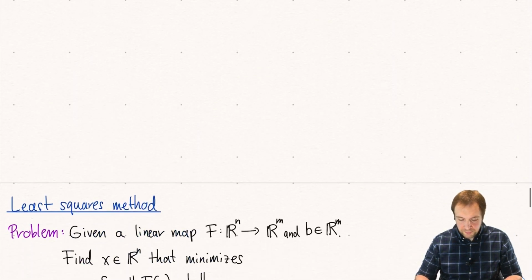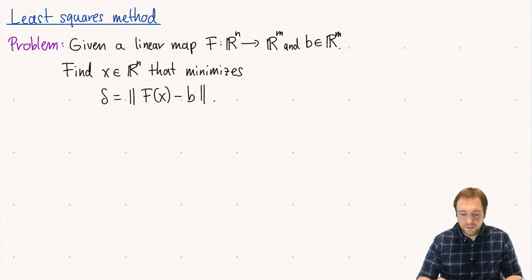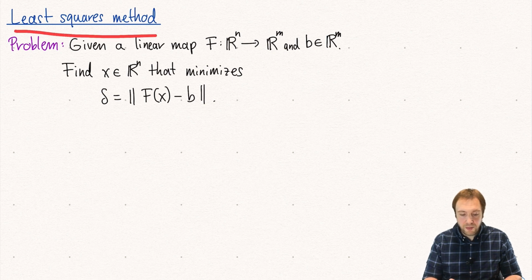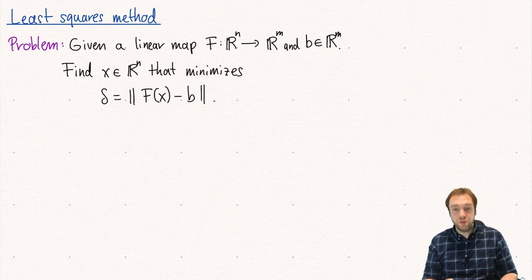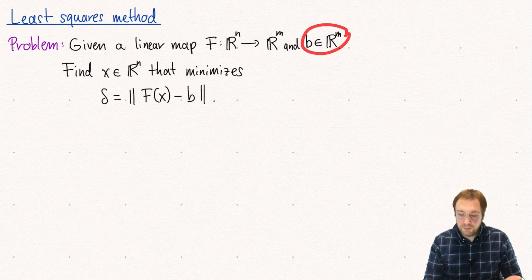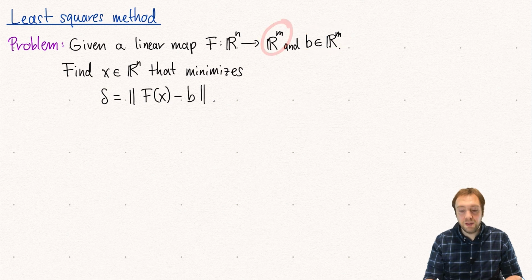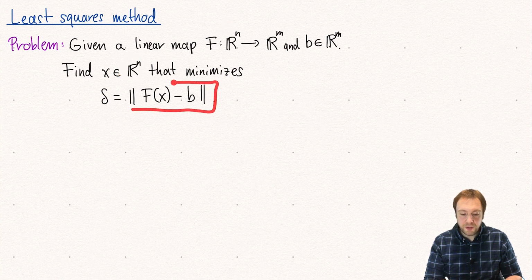Okay, but now let's reformulate the problem we want to solve. So the method we will then do is this least square method. So the problem is, given a linear map f from Rn to Rm and some vector b in Rm, so some vector here on the right hand side, what we want to find is a vector here on the left hand side, x, in Rn, such that this expression here, so the norm of f of x minus b, is small. And here we will call this delta.